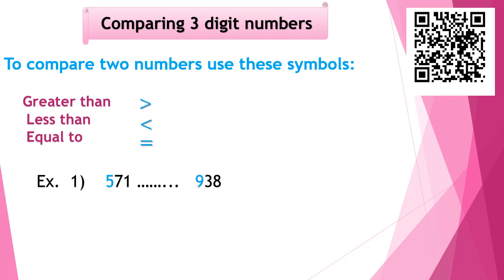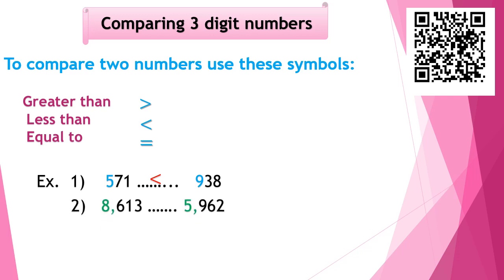The left here, or the greatest place. We compare the greatest places first, or we compare from the left. The greatest place here is hundreds. Here in hundreds we have 5, and here in hundreds we have 9. Which is greatest, 5 or 9? 9. So 938 is the greatest number.